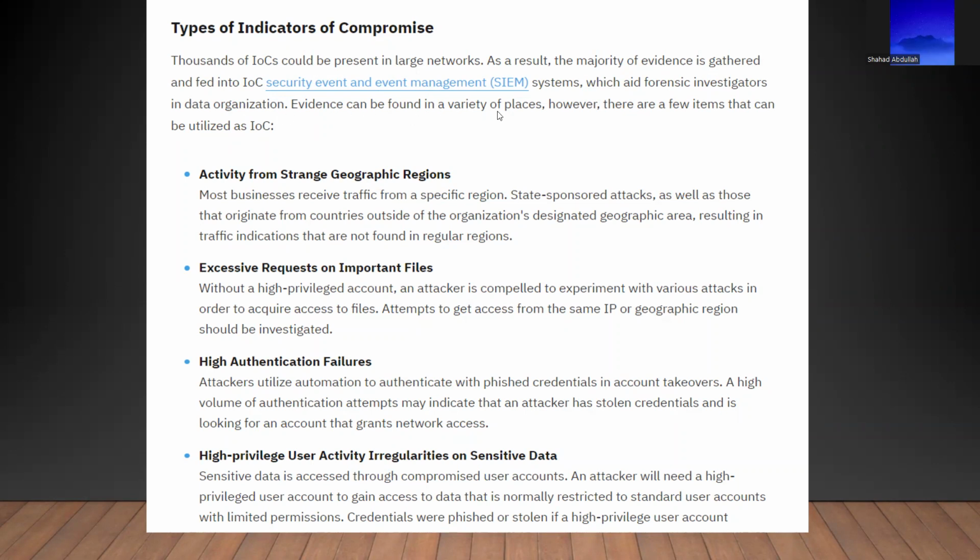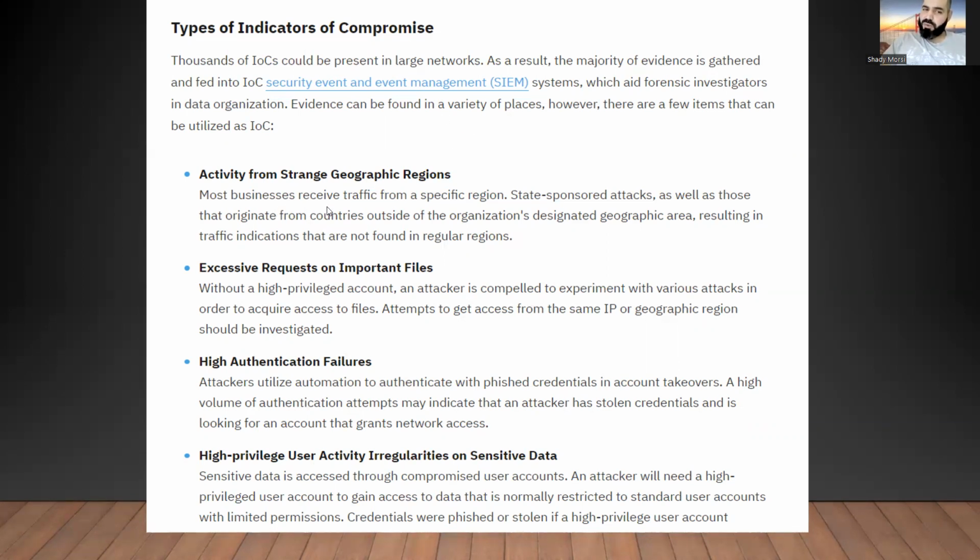Evidence can be found in a variety of places. However, there are a few items that can be utilized as IOCs. Here, for example, is activity from strange geographic regions. So you never dealt with North Korea in any trades, and you find the SIEM showing you a foreign IP address from North Korea or from Iran in your environment. This is going to be an indication of compromise, definitely. Because why would someone log in from this specific region to my website? This could be a bit suspicious, so you really need to start to investigate.